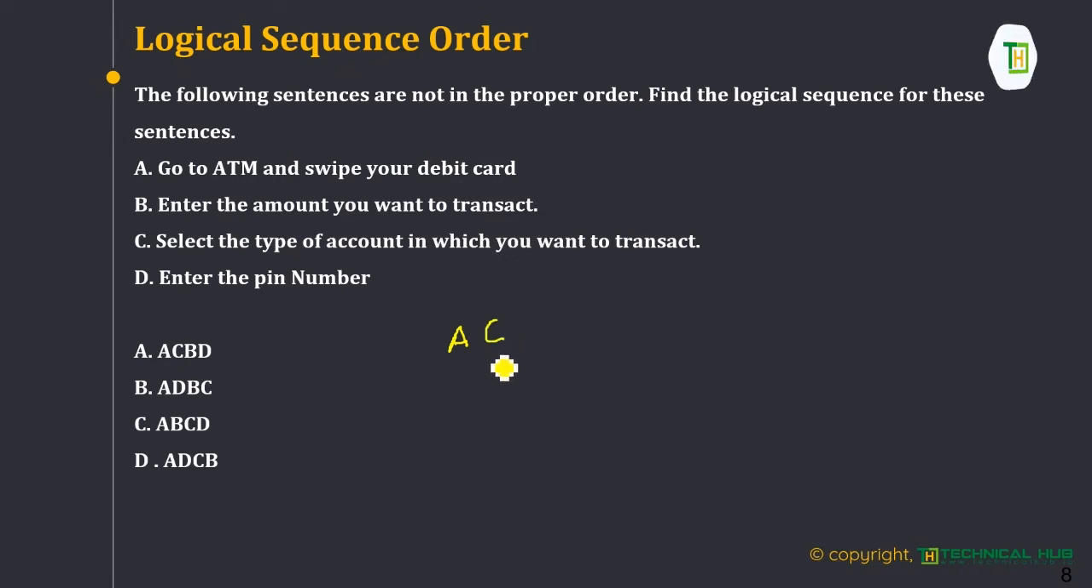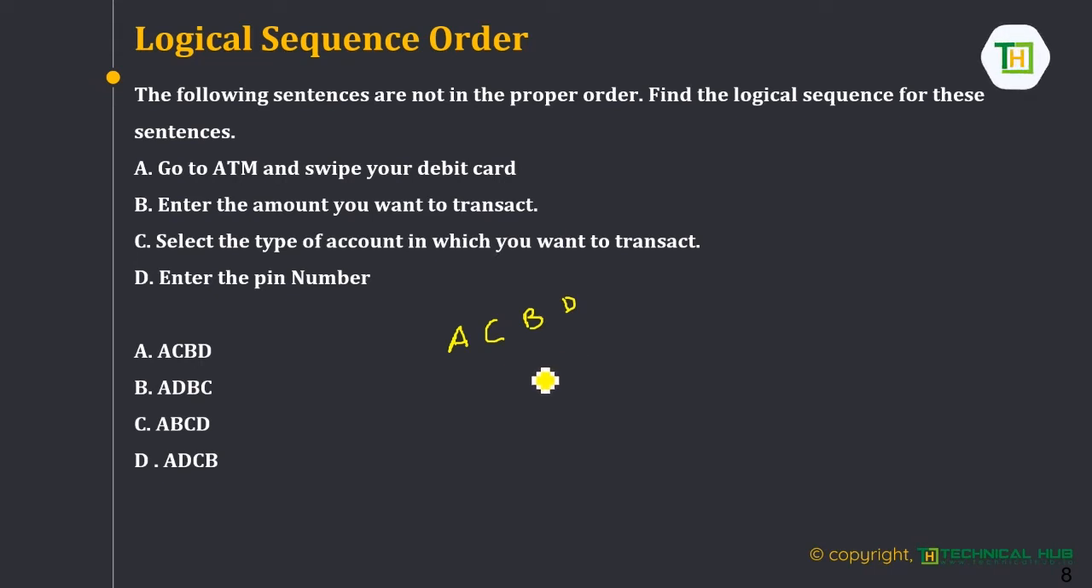After that, enter the amount you want to transact. Okay, so enter the amount. How much? Means 10,000, 5,000, any amount. Finally, enter the PIN. So enter the PIN, and that is the order.